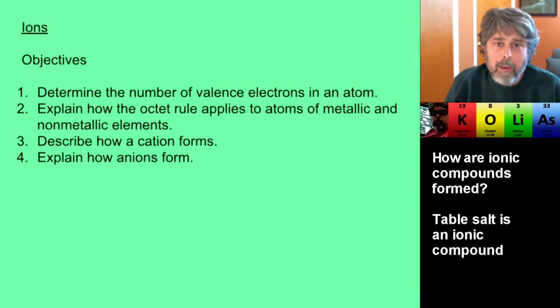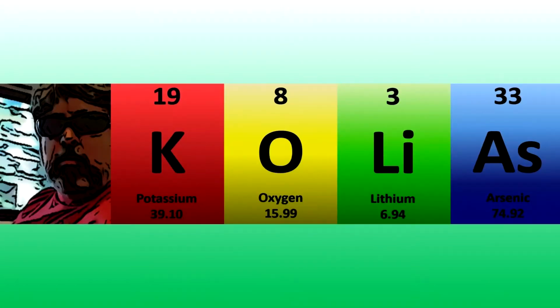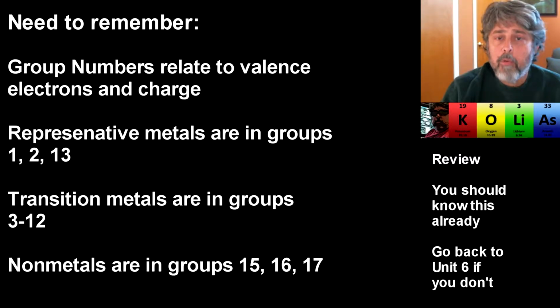Hey guys, we're back here to start our unit on ions and ionic bonding. Let's remember that the group numbers represent the valence electrons.